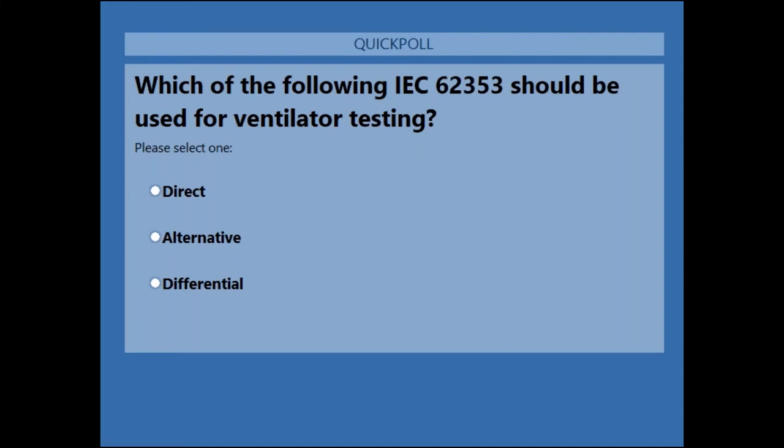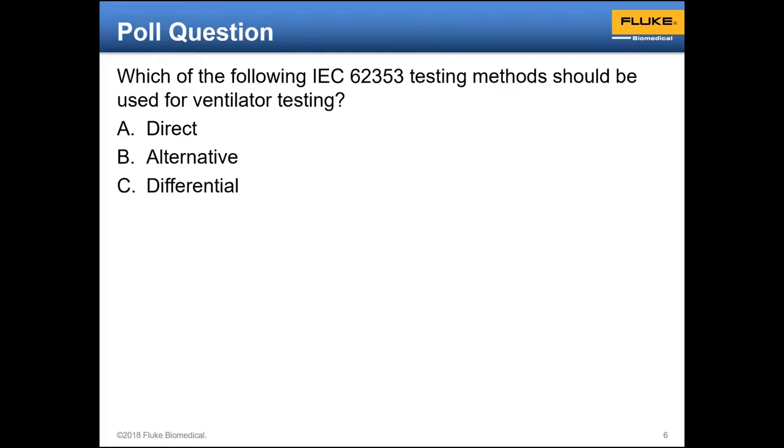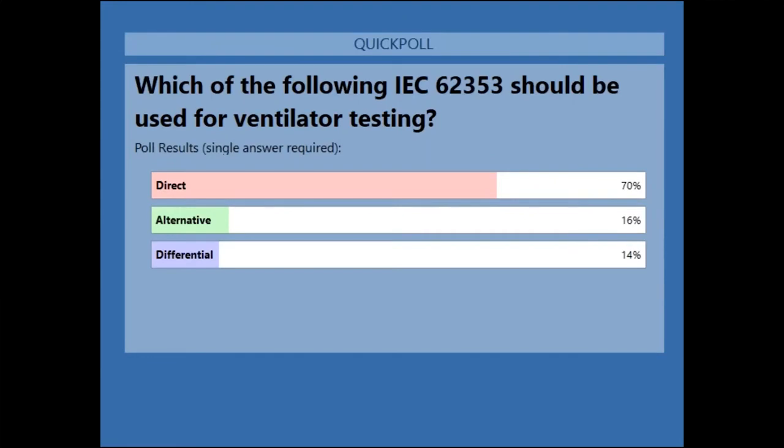All right, it looks like a majority have answered. I'm going to leave it up just for a few more seconds, so make sure you answer the poll question. Okay, and we're ready for the great reveal.